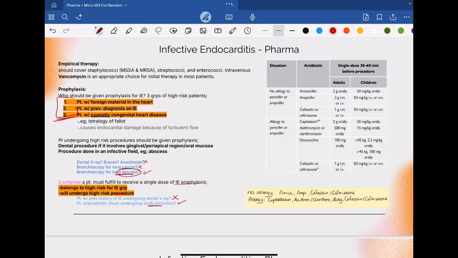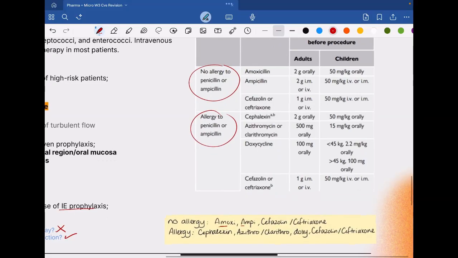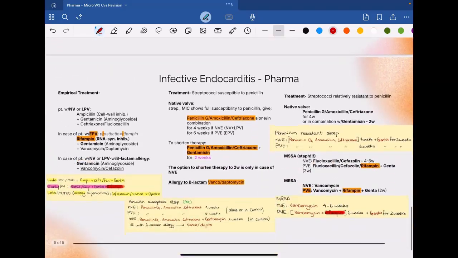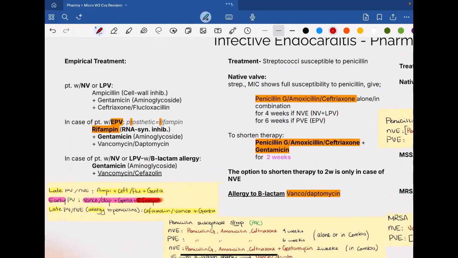The medications that you need to give for prophylaxis are either for patients with no allergy or for allergy. If patients have no allergy, it's amoxicillin, ampicillin, cefazolin, or ceftriaxone. For patients with allergy to penicillin or ampicillin, you give cephalexin, azithro or clarithromycins, doxycycline, and cefazolin and ceftriaxone. This is just you having to memorize the criteria and the medications, and you have to know the guidelines for it, so in case you have a patient with this, you can give the patient proper treatment.